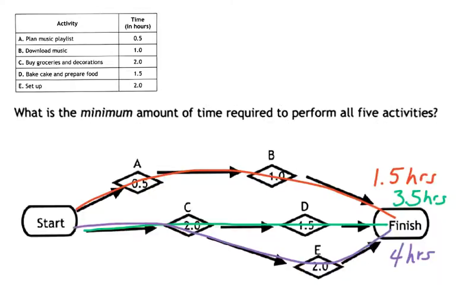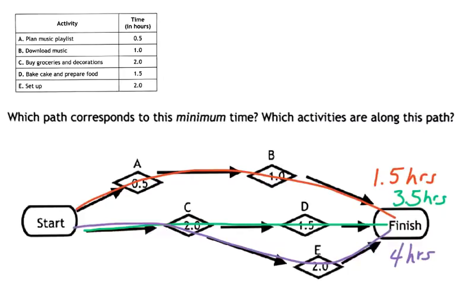So what's the minimum amount of time required to perform all 5 activities? Well, if it only takes an hour and a half to plan the music and download the music, that's not the minimum time. We only get 2 activities done. If it takes 3.5 hours to go grocery shopping and bake the cake, well, we still have got to set up. So buying the groceries and setting up is 4 hours. So the minimum time here is 4 hours required to perform all 5 activities.